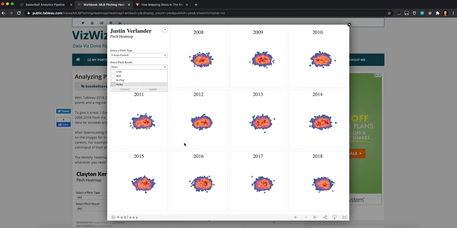So why would this be important? Well, if we're a team that's going to play against the Astros, so we know that Verlander is going to be pitching, we might think about where is he likely to put the ball, and then we should tell our batters to look for that. These are where we get strikes.